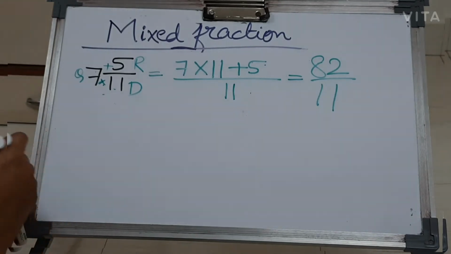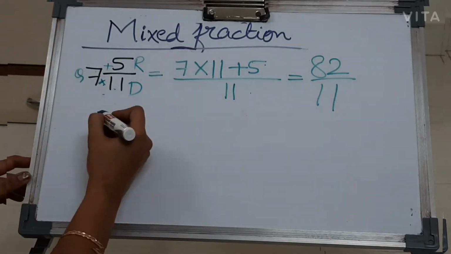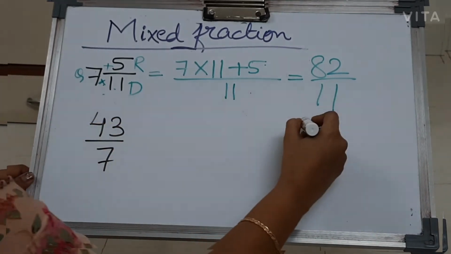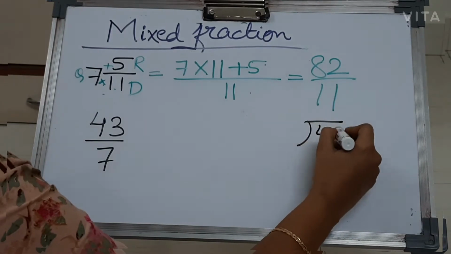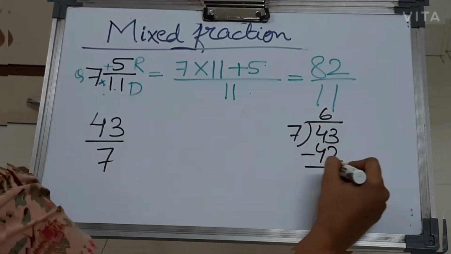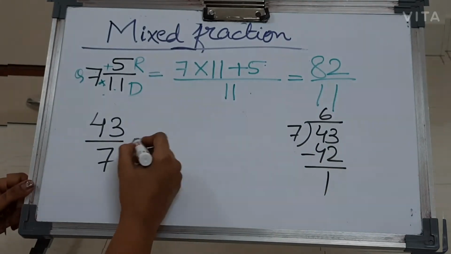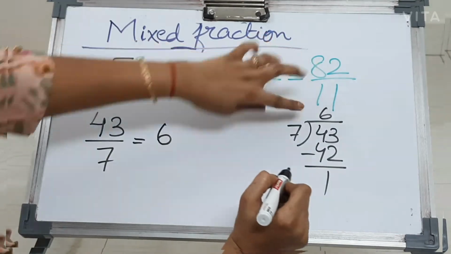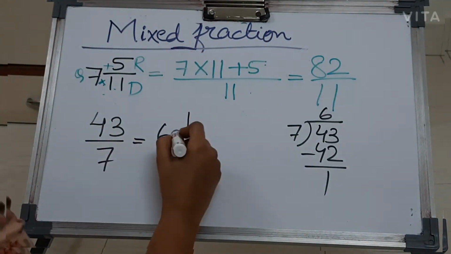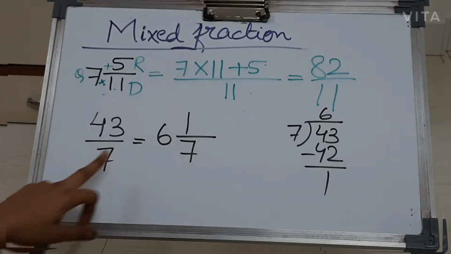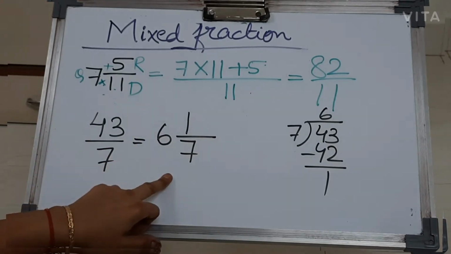Now suppose I take one more example of converting an improper fraction into a mixed fraction. Suppose it is 43 by 7. Again what we have to do is divide 43 by 7. 7 6s are 42, subtract, the remainder is 1. Again we write the quotient 6 as the whole number, 1 as the remainder and 7 as the divisor. So this is the conversion of this improper fraction into a mixed fraction.